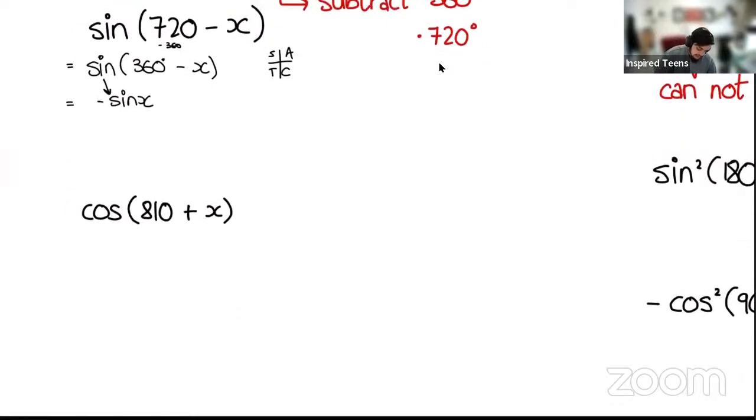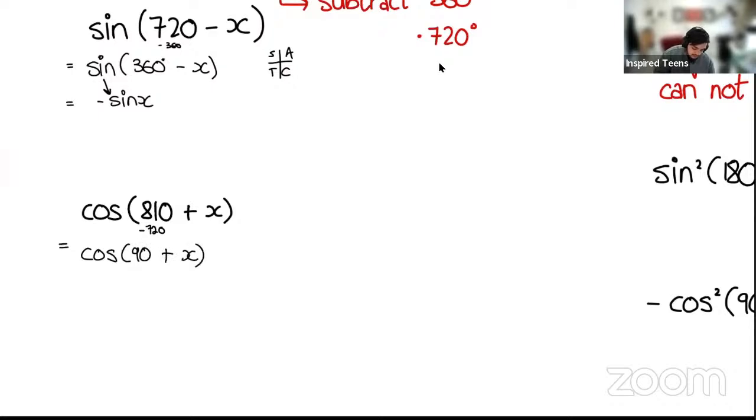So let's have a look at the next example. Cos 810 plus x, this is bigger than 720. So I'm going to minus, basically I'm minusing 360 twice, because if I minus 360 the first time, it's still going to be bigger than 360. Then I have to minus it again. So when I say 810, sorry, minus 720, we get cos 90 plus x.